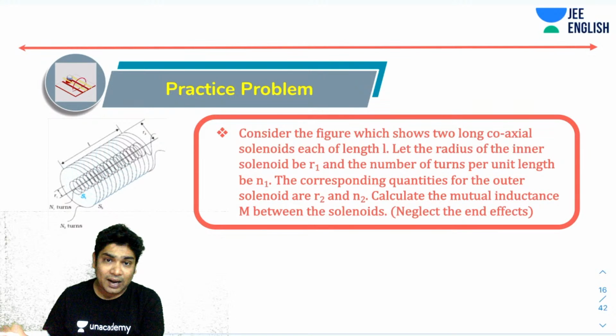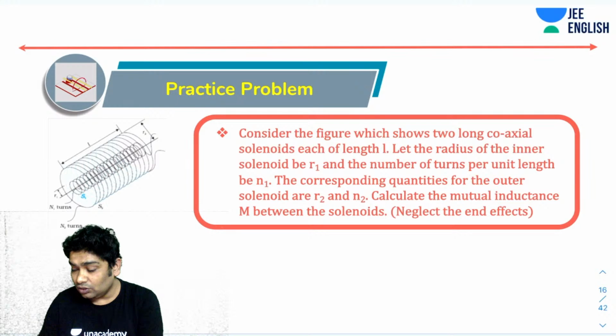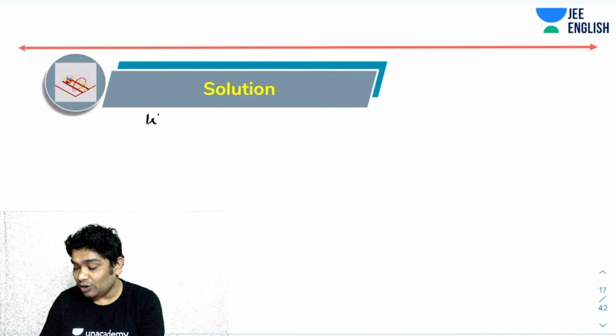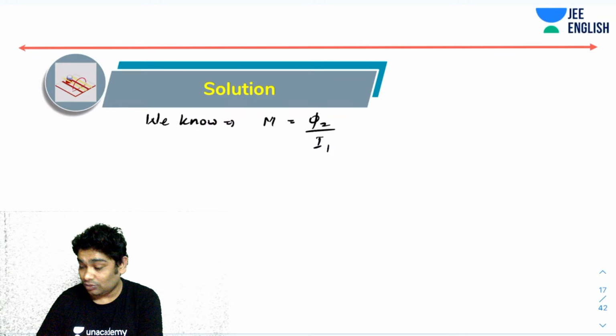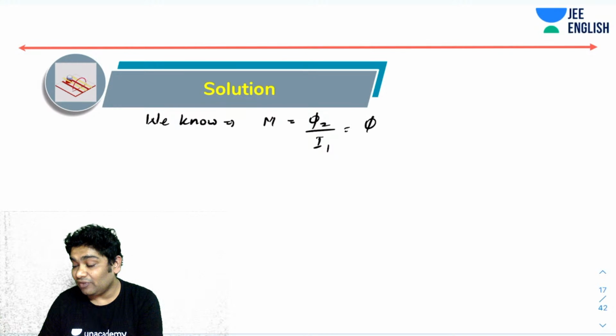So you will go back to the definition that we know. How we define M is that M can be defined as phi 2 over I1. Okay, so now, or you can also say it will be phi 1 over I2.